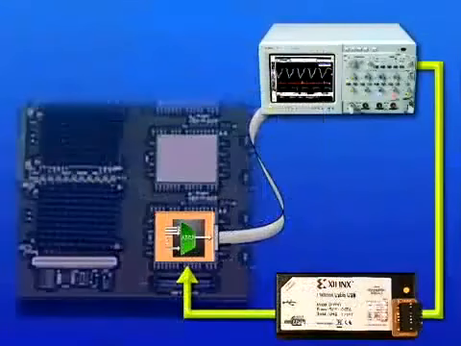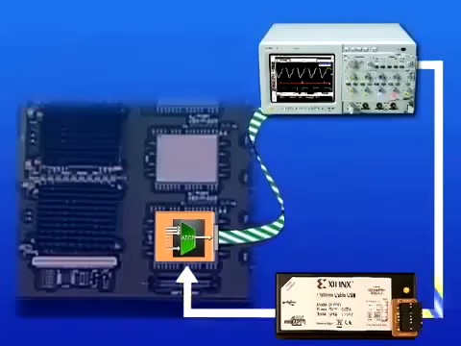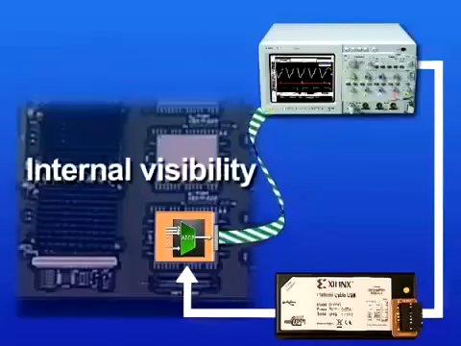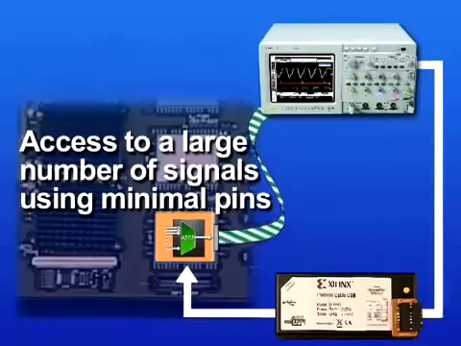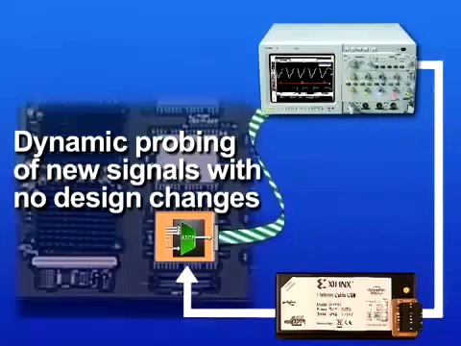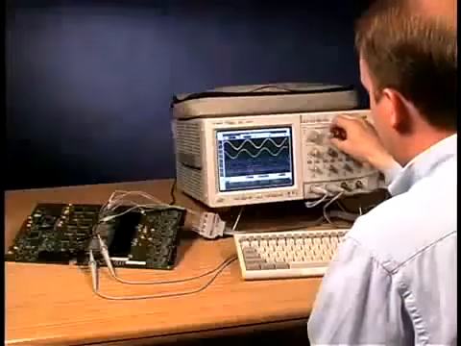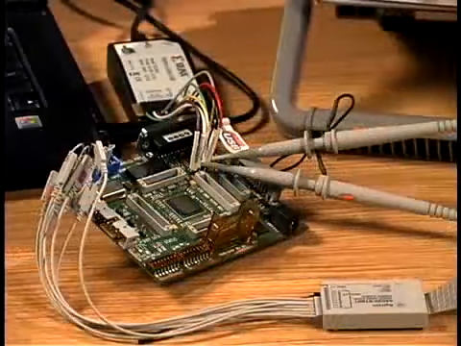Application software on the MSO or PC connected to the MSO allows you to control which group of internal signals is visible. Together, these elements create an interactive measurement system that provides internal visibility, access to a large number of signals using a minimum of pins, and dynamic probing of new signals without design changes. With this basic understanding of the system, let's look at implementing a design using the FPGA Dynamic Probe.